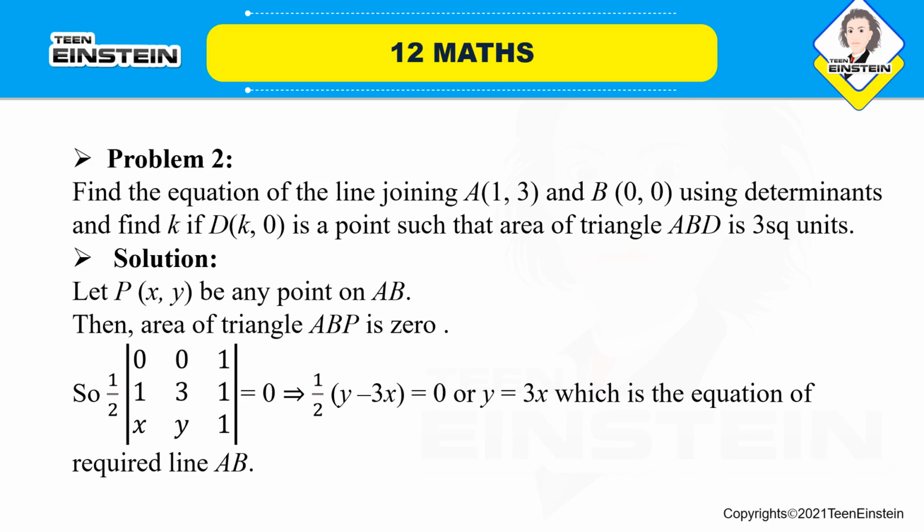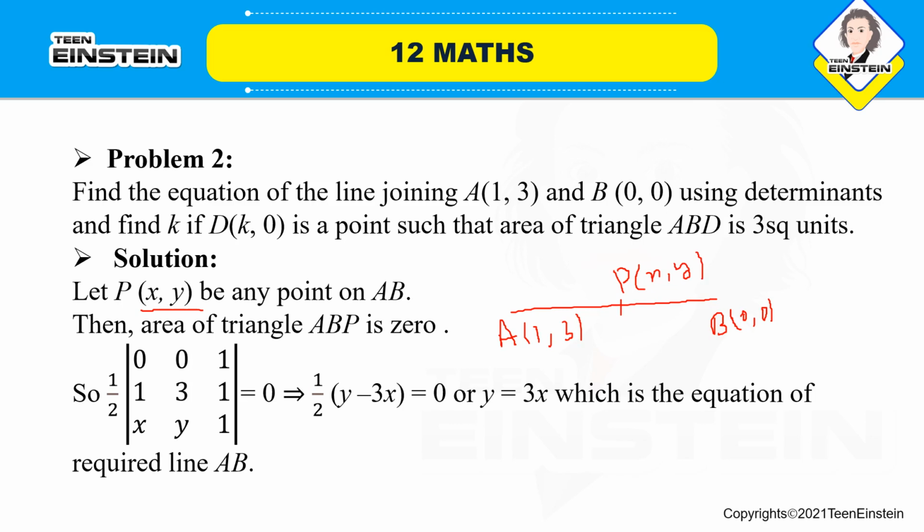Okay. So I am going to consider a point P of x comma y on the straight line AB. In the problem it is given that the line joins the 2 points A of 1 comma 3 and B of 0 comma 0. So we are going to find the equation of the line joining the 2 points B of 0, comma 0 and A of 1, comma 3. I am going to consider one more point on this line AB. What is that point? Any point. Okay, say P of x, comma y. So I am considering any point on the straight line.